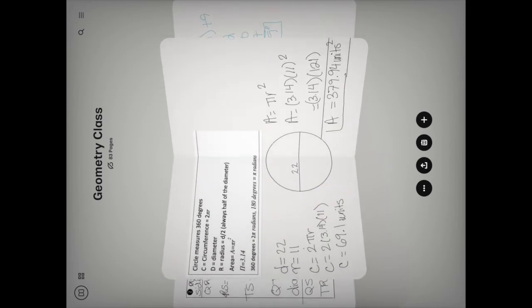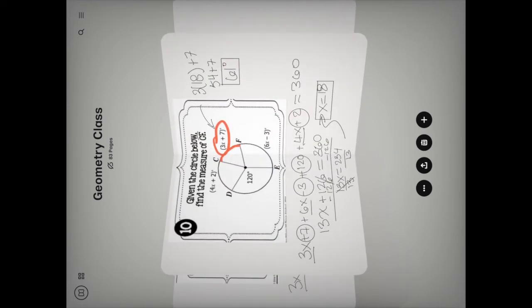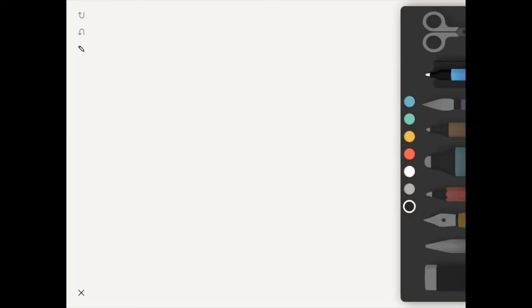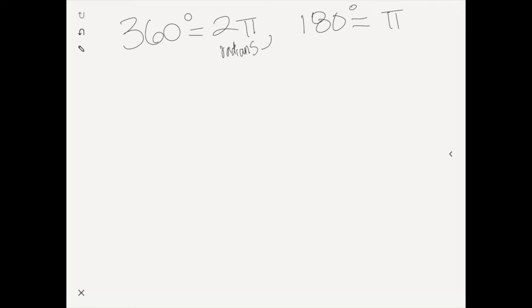Let's try to practice going from radians to degrees and degrees to radians. So when we're converting from degrees to radians, we're going to use this conversion. So remember that 360 degrees is equal to 2 pi. Or you could say 180 degrees is equal to pi. And pi is measured in radians. So this is 2 pi radians. And this is pi radians.